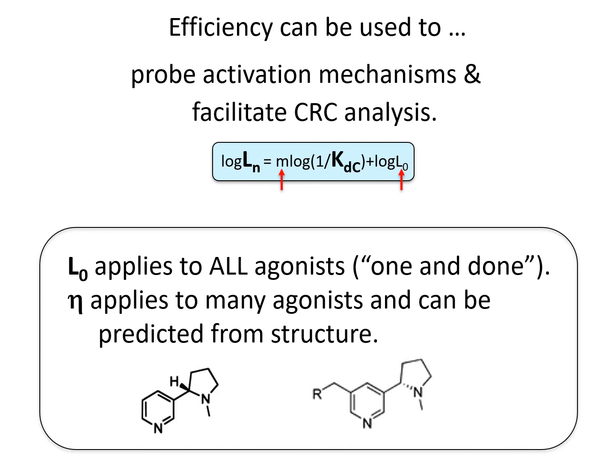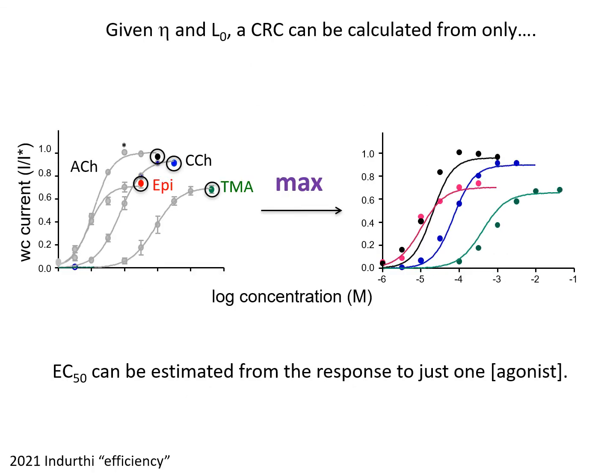This will take time to prove, and you may even be able to prove it with structures as you know more about the binding sites. But I think that going down the road, L0 and efficiency are going to become increasingly important for understanding agonist action. So I'm going to show this now in the form of dose response curve.